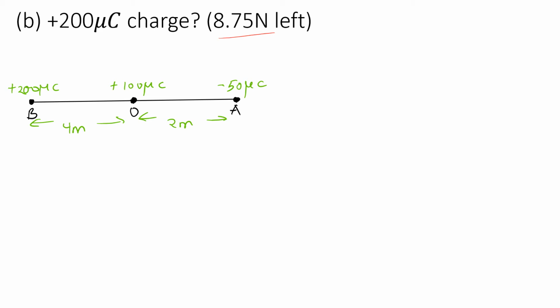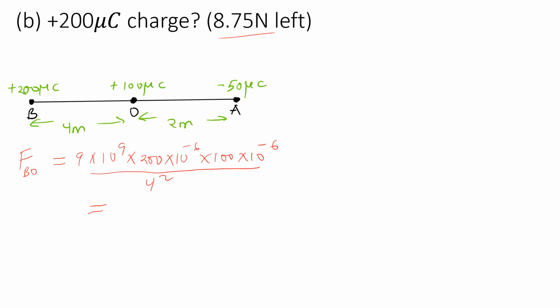Using the same formula from Coulomb's law, we shall find the force on B due to O, which is going to be the constant 9 times 10 to the power 9 times the charge on B, which is 200 times 10 to the power negative 6, then O, which is 100 times 10 to the power negative 6. All of them are separated by 4 meters, squared. So the force on B due to O is going to give us 11.25 Newton. Let's see where it is going, whether left or right.